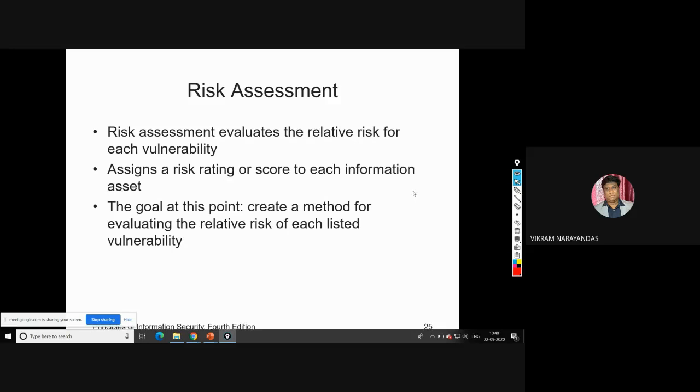So generally risk assessment assigns a risk rate, a score for each information asset here. So the goal is to create a method for evaluating the relative risk for each listed vulnerability here.